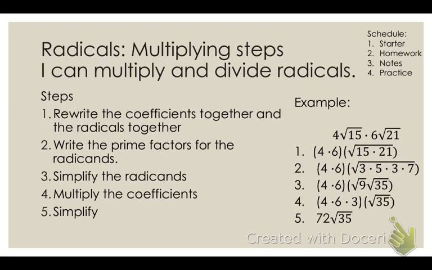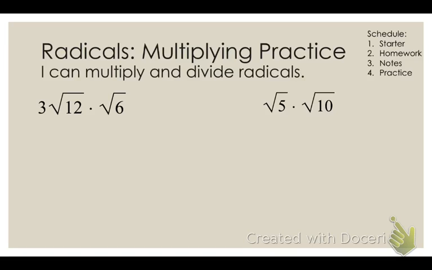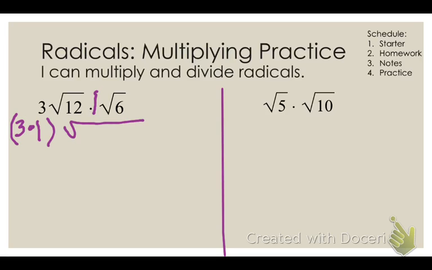All right, so let's try another one. So here we have the first 2 examples on your paper. And let's think about step number 1. I see on step number 1 that I move my coefficients together. So I have a 3 times, and then there's a 1 hiding right there. So I have 3 times 1 in parentheses. And then underneath my radical symbol, I have 12 times 6.